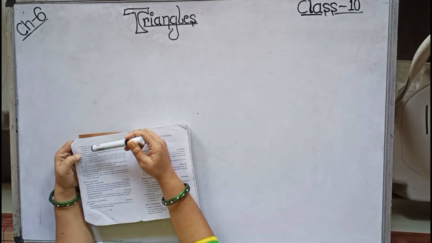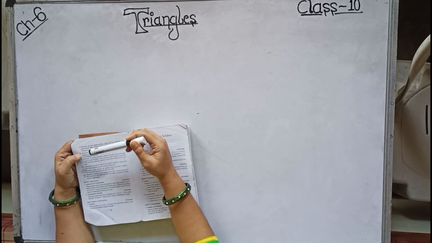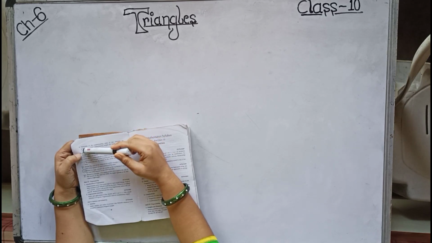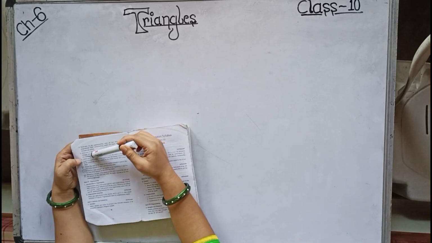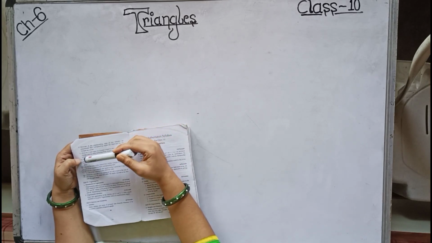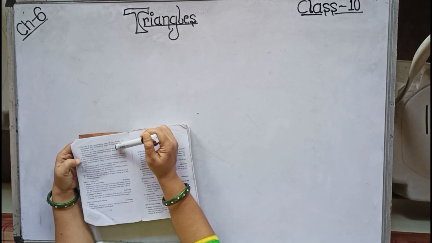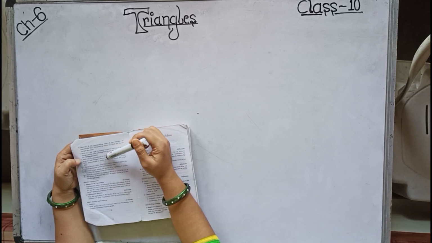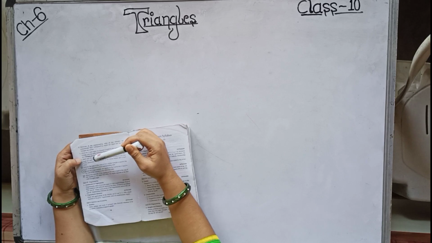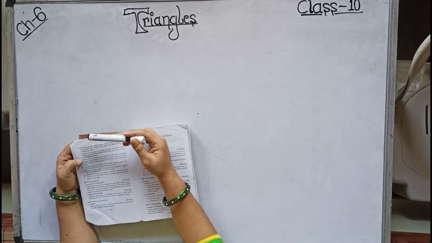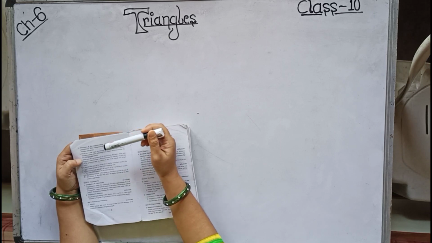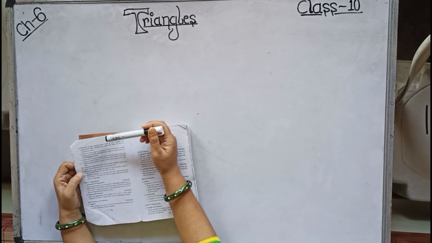Number 5, it is SAS similarity. SAS similarity also is written motivate, so we have to understand the concept of SAS similarity and its uses. Number 6 also, one theorem is there: if a perpendicular is drawn from the vertex of the right angle of a right triangle to the hypotenuse, the triangles on each side of the perpendicular are similar to the whole triangle and to each other. So this also is a theorem actually, so we will understand its uses and its concept will be used in solving the sums.